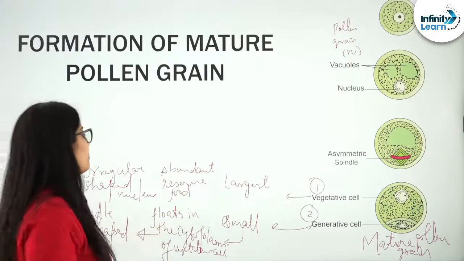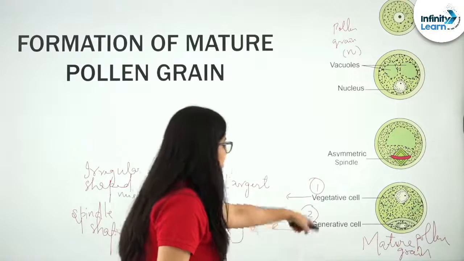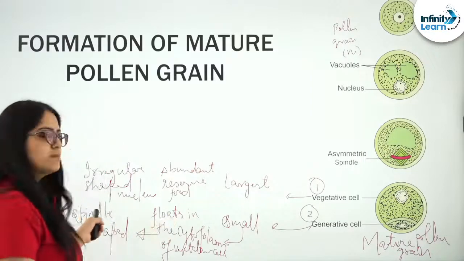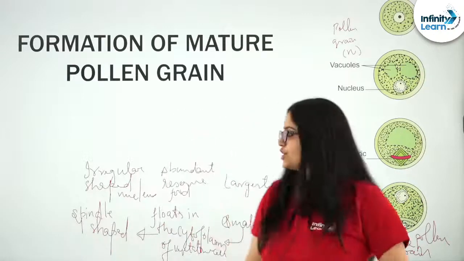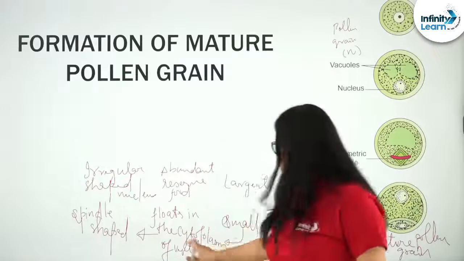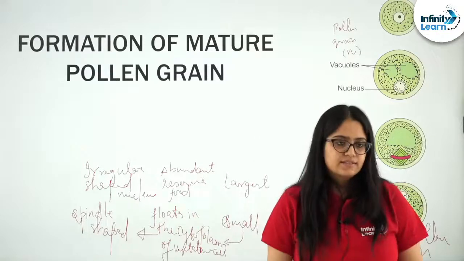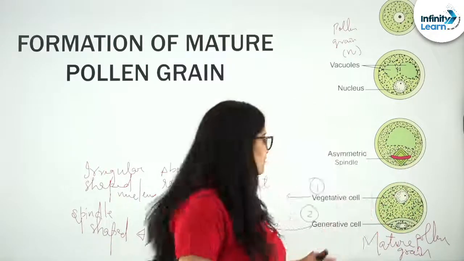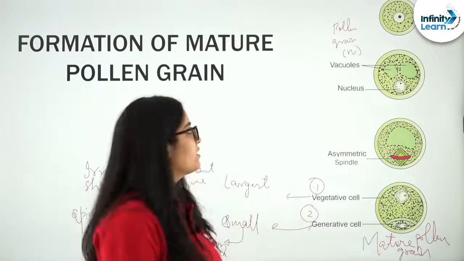Let me give you a brief recap of that. Vegetative cell is the large cell, generative cell is the small cell. Vegetative cell has abundant reserve food material present in its cytoplasm and its nucleus is irregularly shaped. Generative cell is small, it floats in the cytoplasm of the vegetative cell and the cell itself is spindle in shape. Also remember that the cytoplasm of the generative cell is dense.